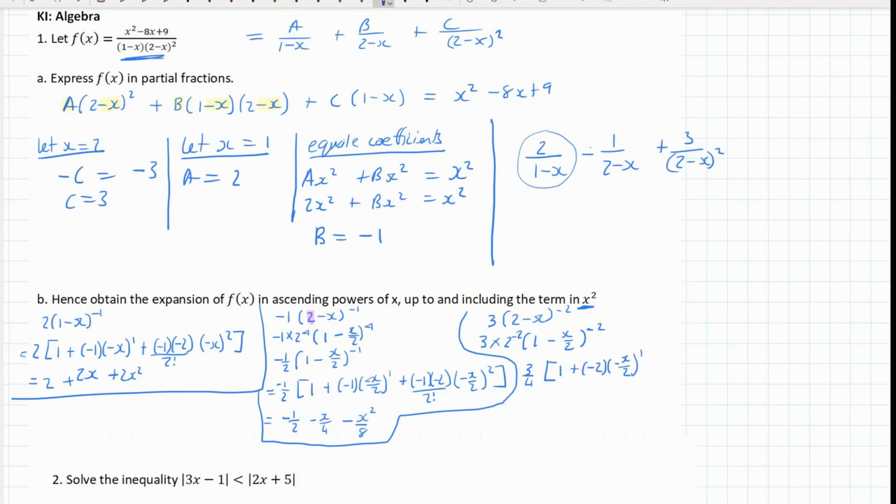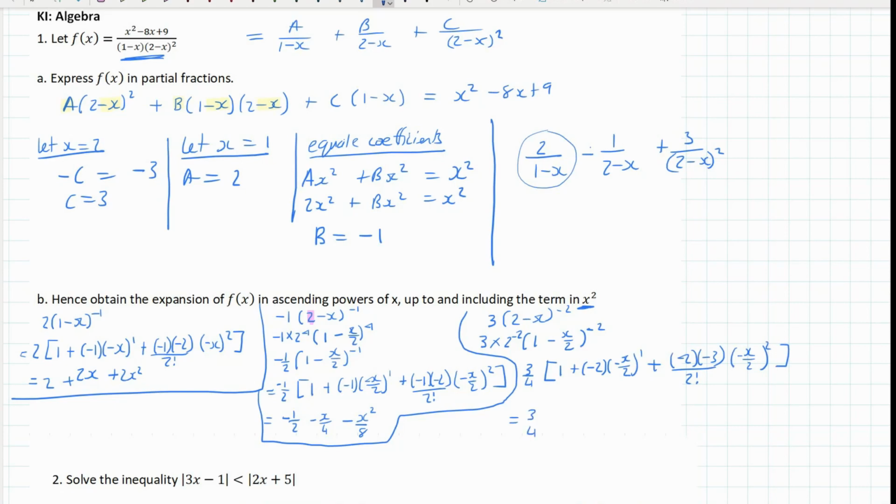to the power of 1. Then my next term would be plus, I take the negative 2, I times it by the next power down, negative 3, I pop that over my 2 factorial. And then negative x over 2 this times squared. Now we're ready to expand this.